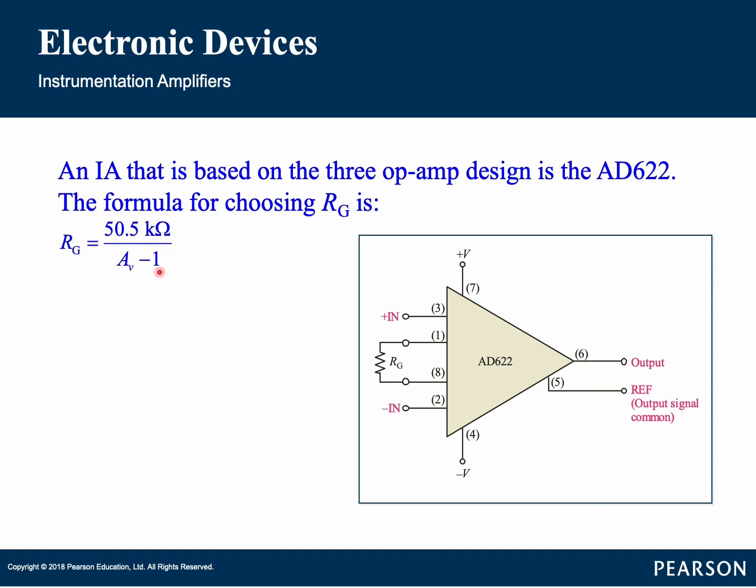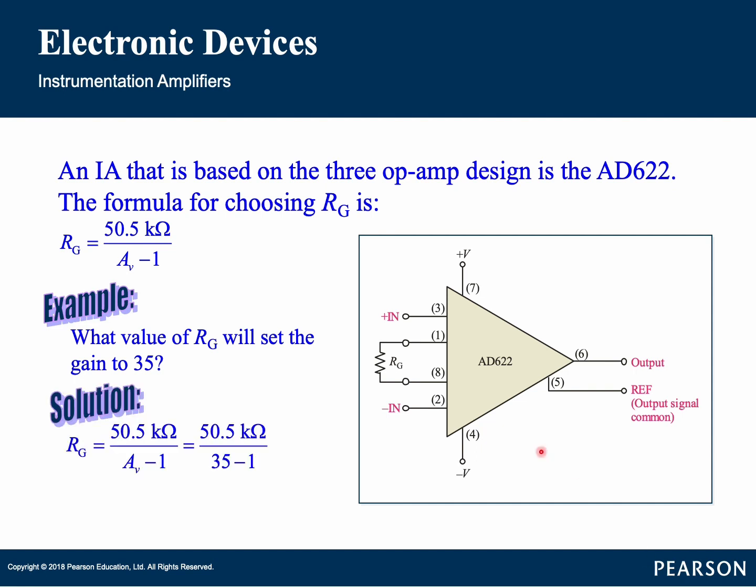Notice that this formula is the same as the equation in the previous slide for the 3 op-amp configuration with an external RG, where the internal resistors R1 and R2 each have a 25.25 kilo ohm value. Here is an example for you. What is the value of RG so that the gain is set to 35? Do you have the answer? Okay, easy peasy. Just put the value of 35 into the formula so that RG is equal to 50.5 kilo ohm divided by 34. The answer will be RG is equal to 1.5 kilo ohm.